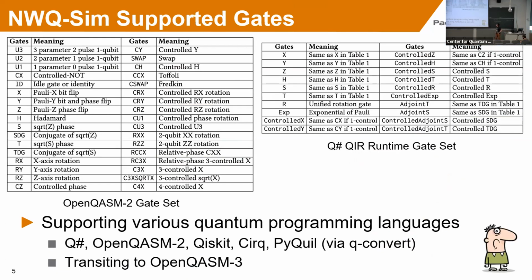So these are the gates that we currently support in the simulator. The left-hand side is mainly the gates from the OpenQASM 2 standard, and on the right-hand side are those gates that are defined by the QIR runtime.